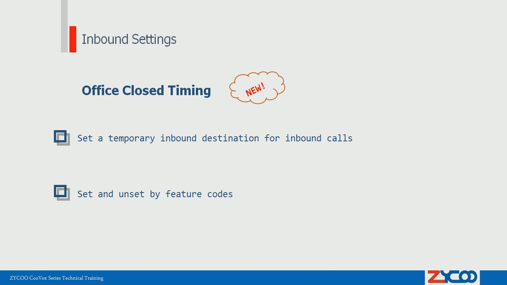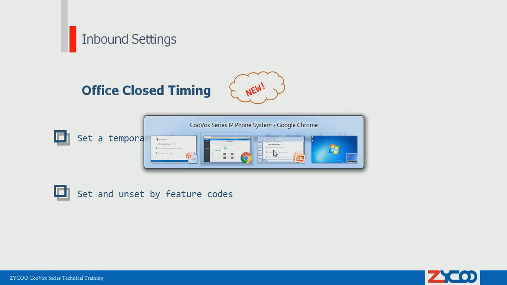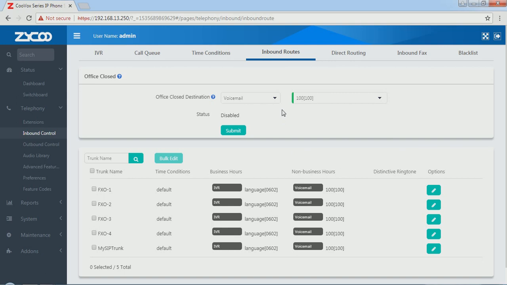Now on V302, we have added the office close timing feature for the user to set a temporary inbound destination for inbound calls, and set and unset by feature code. Before using the feature code, we first have to define the office closed destination. For example, I dial the office closed feature code and all the inbound calls go to the voicemail box of extension 100.